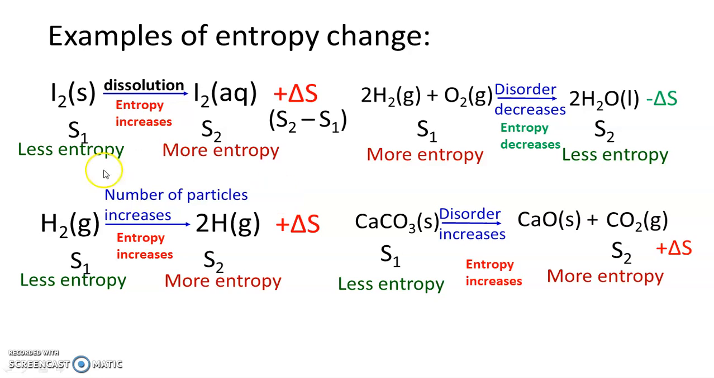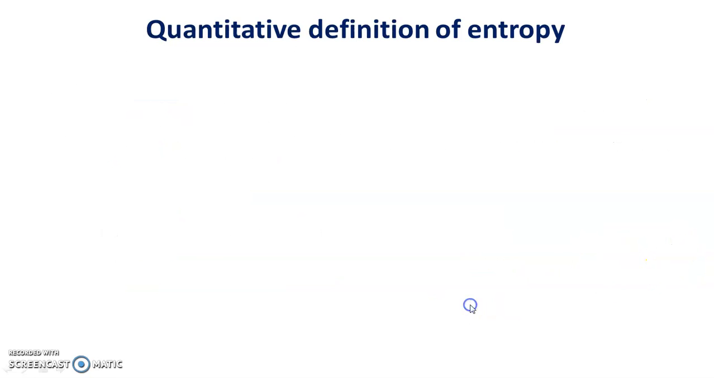Here always keep in mind, when a solid is converted into a liquid, entropy change is positive. In a gas, suppose molecules are converted into atoms, the number of particles increases, entropy increases. When gas is converted into liquid, entropy decreases, and during a chemical reaction, when solid is converted into gas, there is an increase in entropy, or the change in entropy is positive.